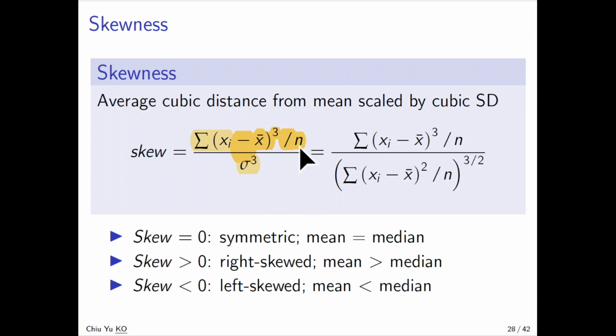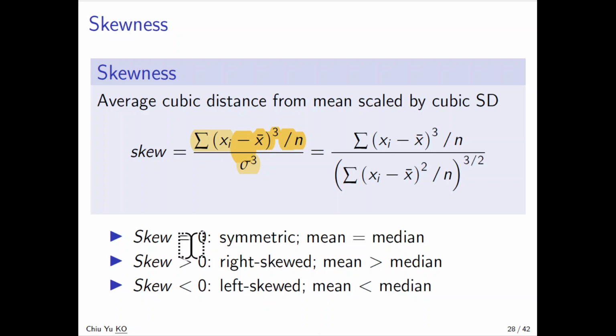It's the same idea as the coefficient of variation, which is divided by its mean. Then you replace the standard deviation by its definition, so it becomes a slightly more complicated formula. But the idea is very similar: the average cubic distance from the mean, scaled by the cube of the standard deviation. The most important part is the meaning.